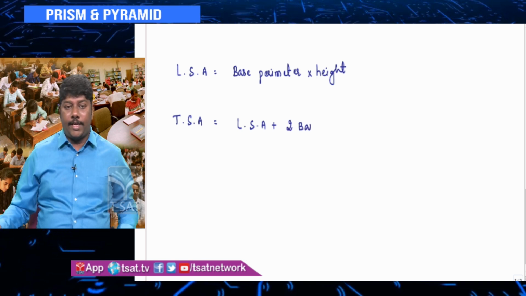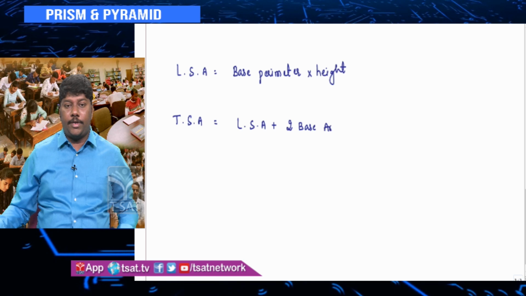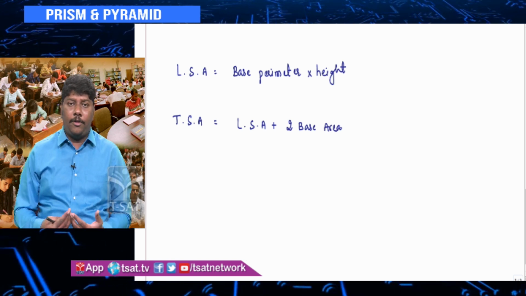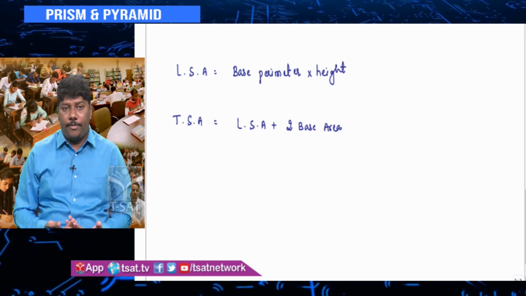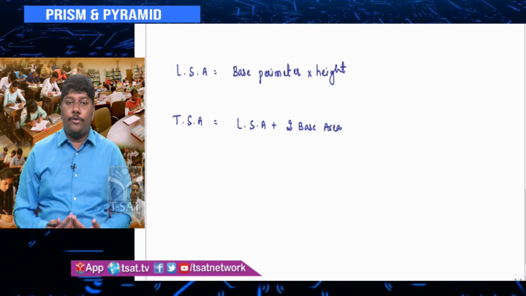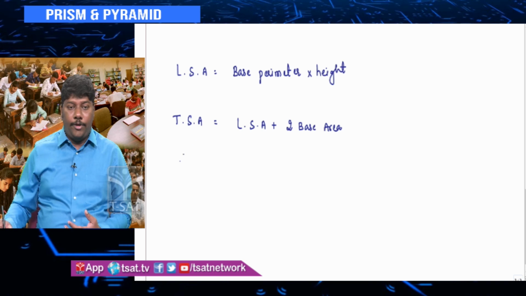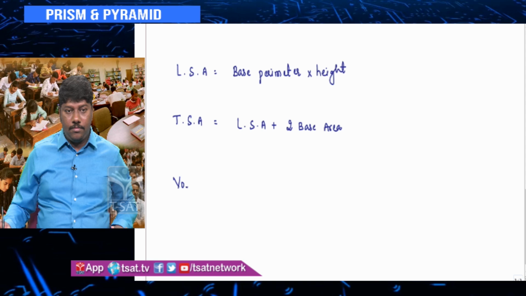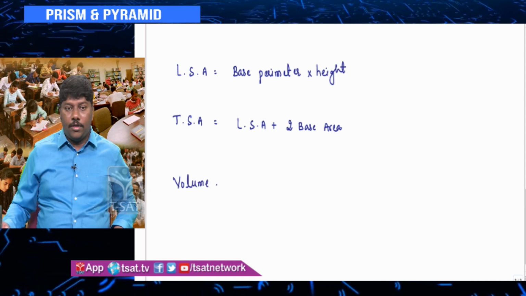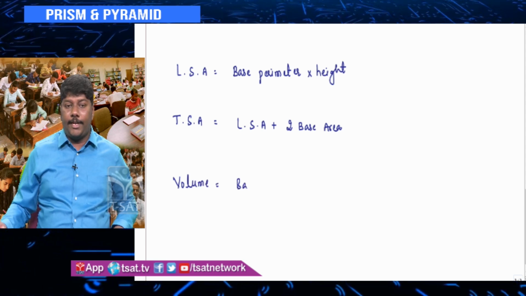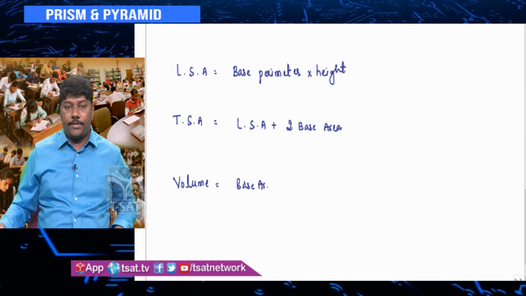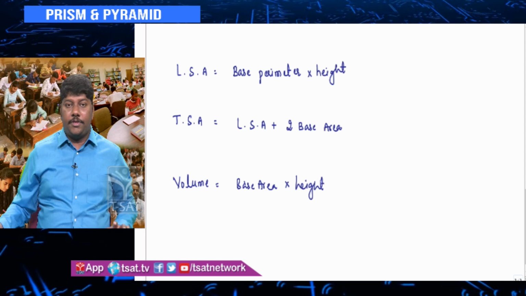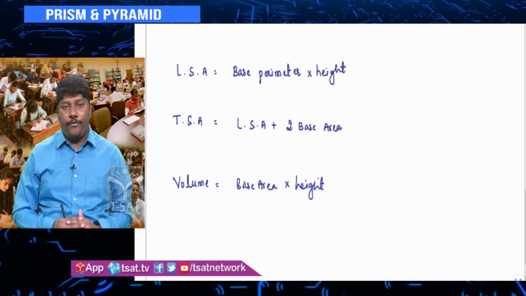What do you mean by this base area? If you take a triangular prism, you take two triangles, the area of two triangles. If you take a quadrilateral prism, the quadrilateral may be a parallelogram or a trapezium, or it can be a square prism or anything. So you have to add two base areas. If you want to get the volume, simply take the base area and multiply it with height. So these are the three very important formulas of prism.